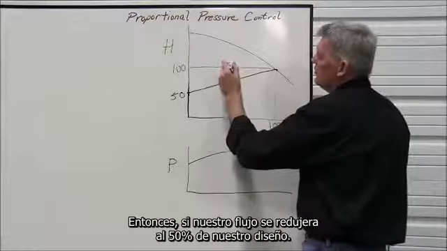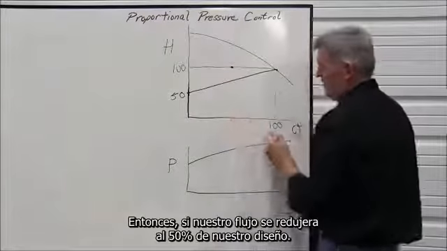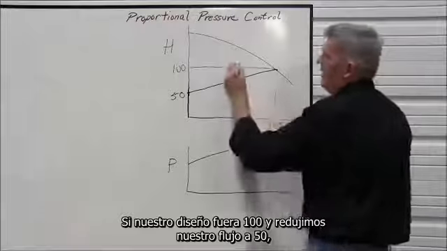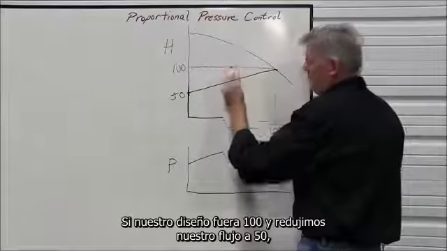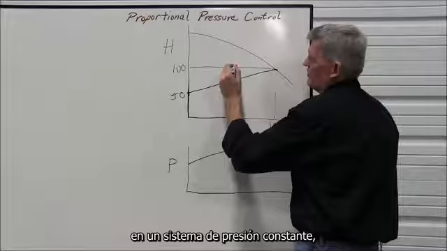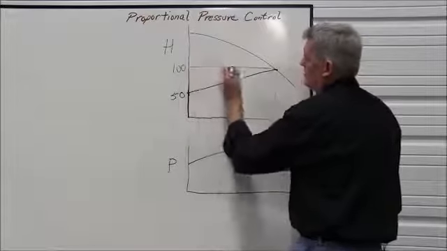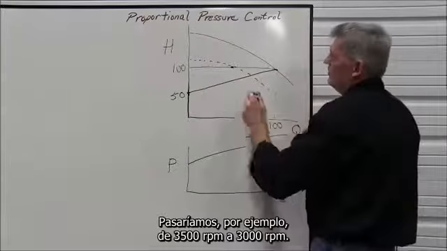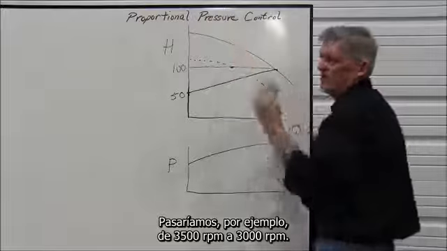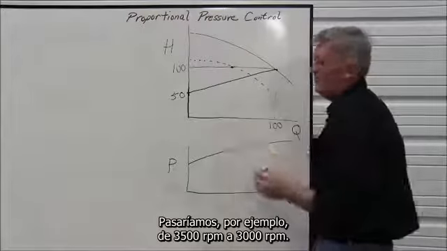So if our flow was reduced down to 50% of our design, so if our design was 100 and we reduce our flow down to 50, in a constant pressure system, our pump speed would be reduced here. So we would go from, for example, 3,500 RPMs down to 3,000, for example.